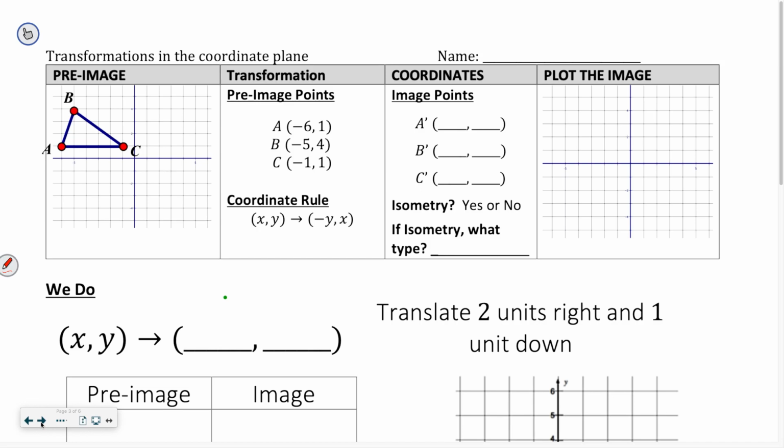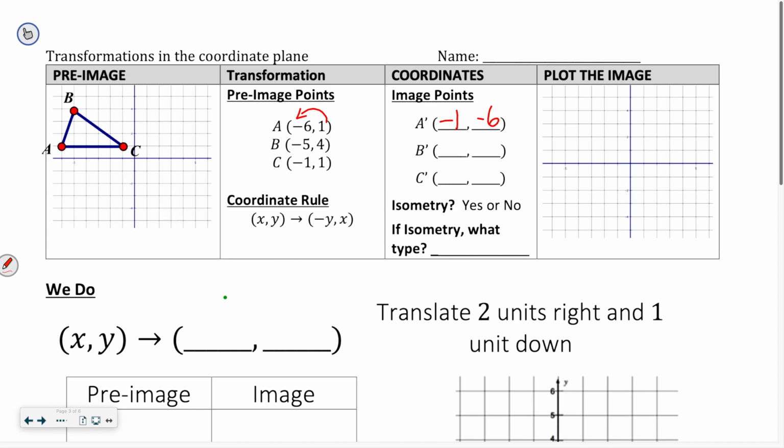Going on to the next page, you guys can try this one on your own, okay? While I'll do the other one. Actually, I'll do this one. The rule here says negative y, comma x. Well, that means that if I have the point negative 6, comma 1, I gotta switch them. So that means that the 1 goes here, but it says that it's a negative y. So it has to be negative 1. And keep the x. Do nothing to x.